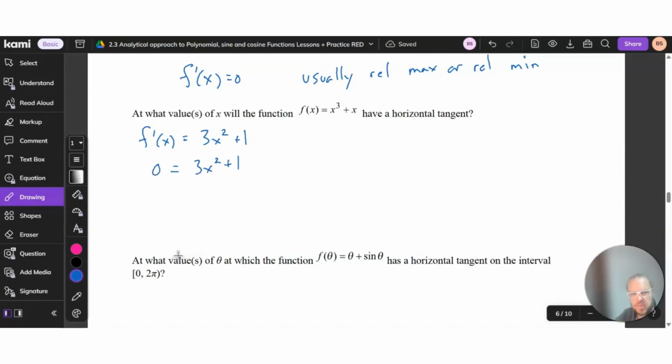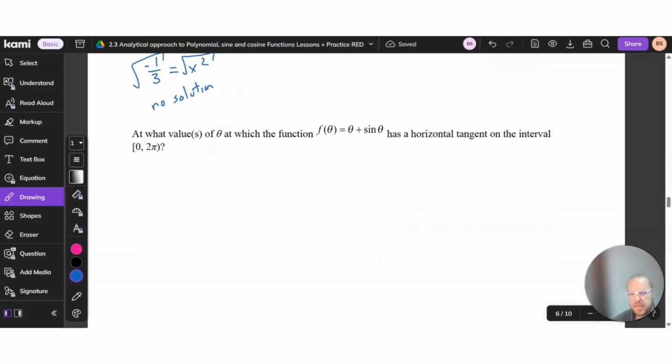So 3x squared plus 1 equals 0. I'm going to move the 1 over and divide by 3. So negative 1/3 equals x squared. And then I would take the square root. I cannot take the square root of this, right? This has no solution, basically, because I can't take the square root of a negative. So like I said, no solution. And so therefore, when is this thing going to have a horizontal tangent? Never. It will never have a horizontal tangent. There is no place anywhere.